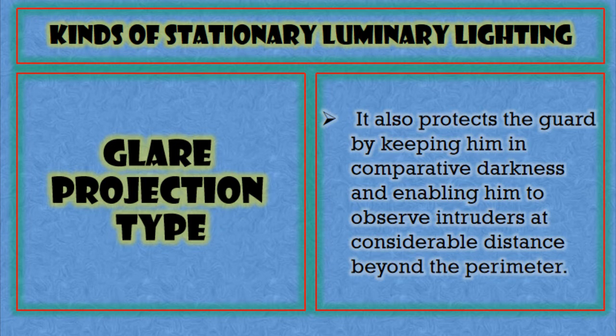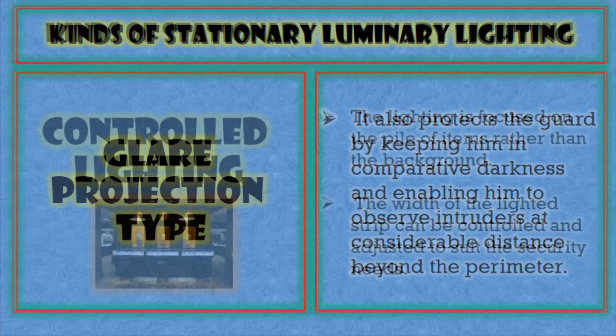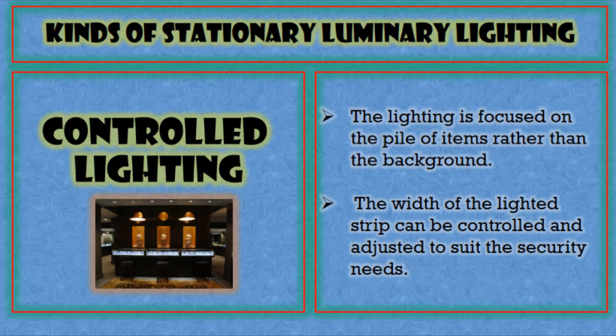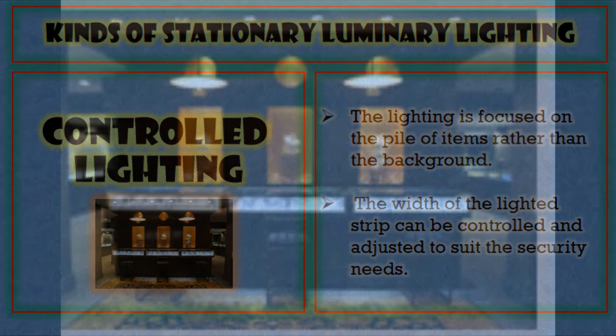it is under still the kinds of stationary luminary lighting, meron po tayo yung tinatawag na controlled lighting. So, dito naman sa controlled lighting, kung dun sa glare projection type, nakafocus dun sa point of entry, dito naman sa controlled lighting, it is focused dun sa items. Okay? Dun sa protected items na meron tayo. So, as you can see in the picture, an example po dyan sa mga jewelry stores or dun sa mga museum.